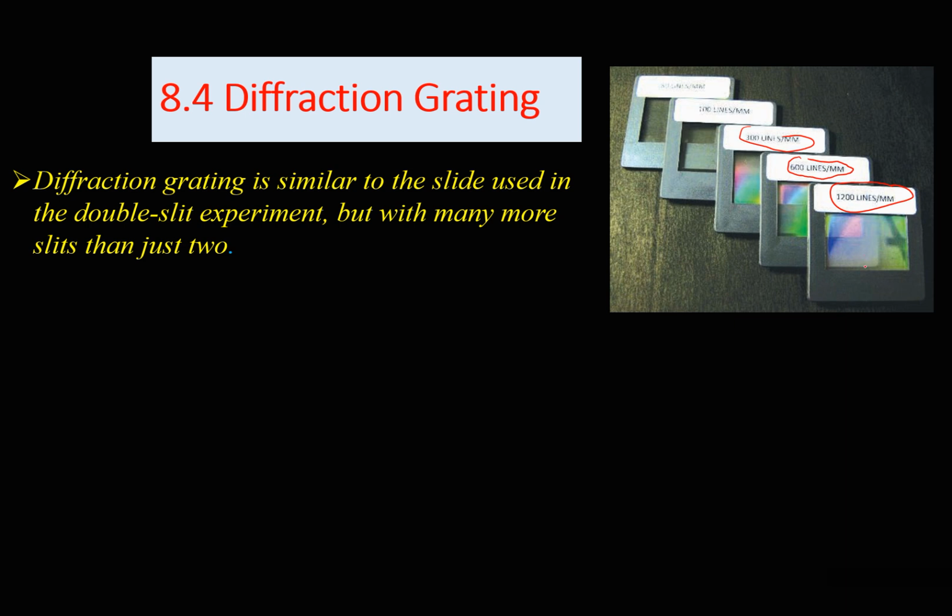So of course, the many slits or the many lines on this plastic material or on this slide also make this diffraction grating different from a double slit in terms of intensity. Because if there are more slits, we would expect that more light goes through the grating as compared to the double slit which had only two slits. So diffraction grating is similar to the slide used in the double slit experiment, but this one has many more slits than just two.